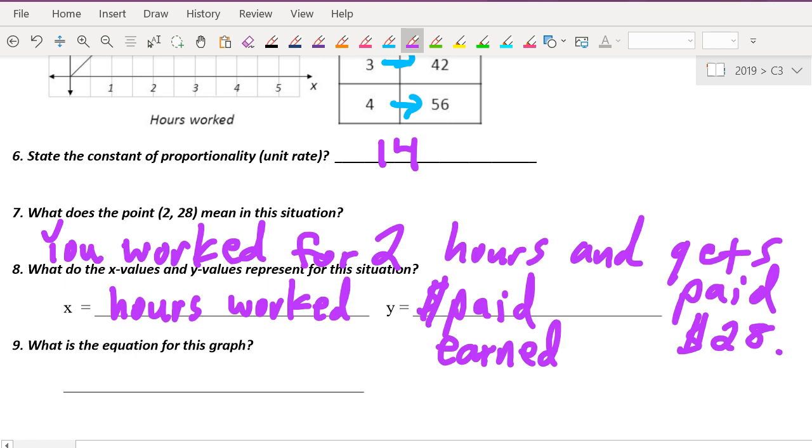Right. What is the equation? We talked about that before. Do you remember? Not y divided by x. Y equals 14x. Excellent job, sir. Remember, we have to do y equals the constant of proportionality times x. Y equals 14x. So you need to remember that, or you're going to lose a point.